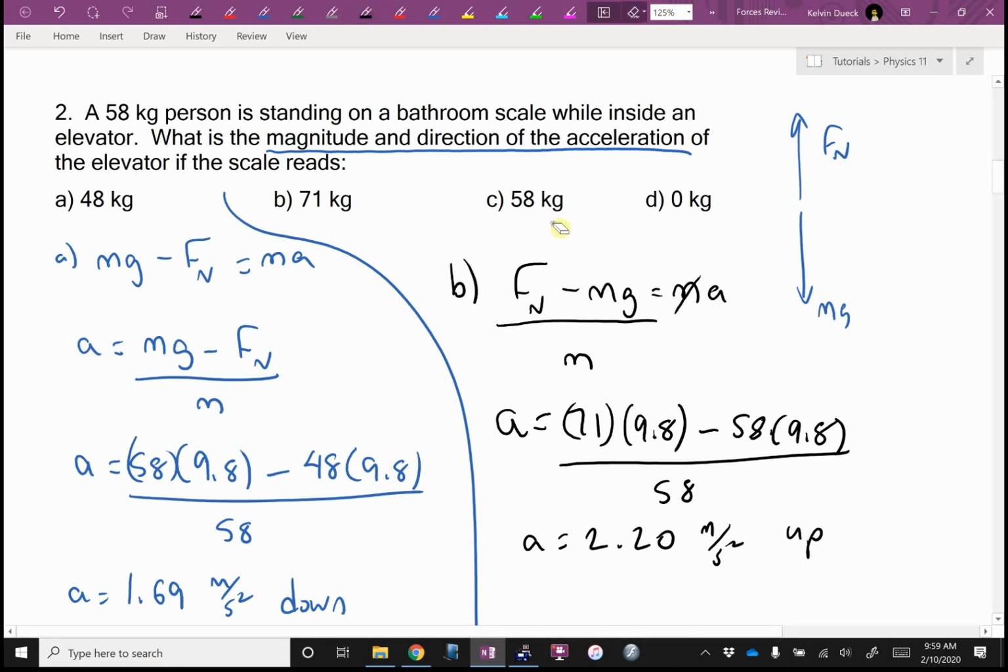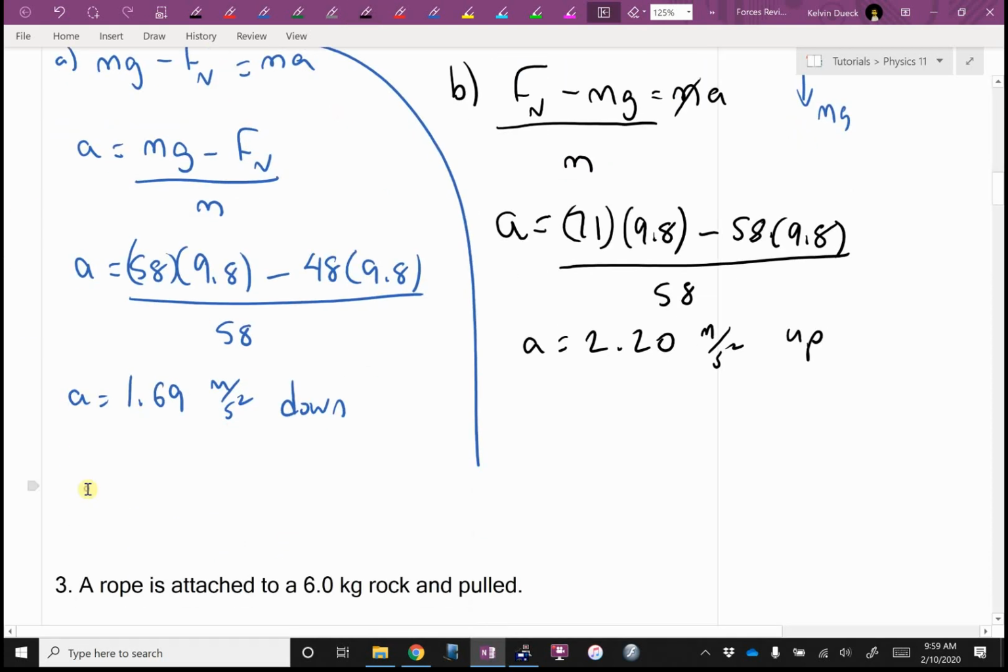What's the scale reading in part C exactly? What's this person's actual mass? What must their acceleration be exactly as a number? So they're either going at a constant velocity or they're at rest. I don't know. Albert Einstein would have mentioned something about that. But I can tell you that they're not accelerating. So C, a equals 0.